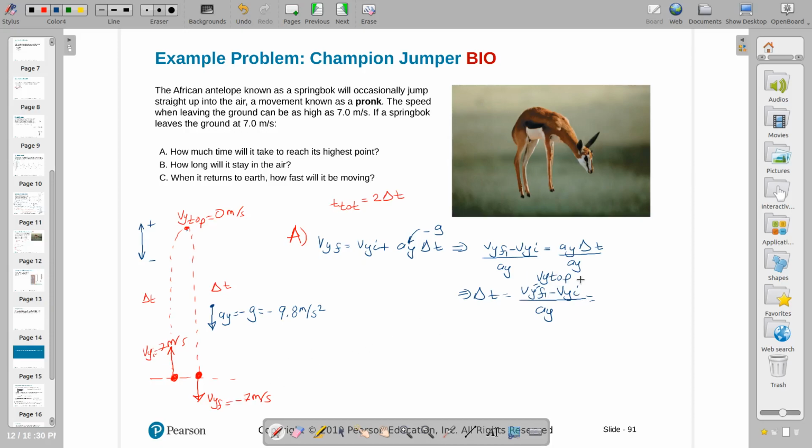So Vy top is equal to 0. Vy initial is 7 meters per second, so we'll put 7 meters per second here. 0 meters per second minus 7 meters per second, the initial Vy from here, divided by, now I'm entering minus g here, minus 9.8 meters per second squared. So I put it in here.